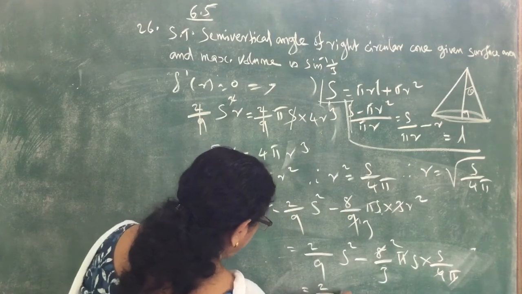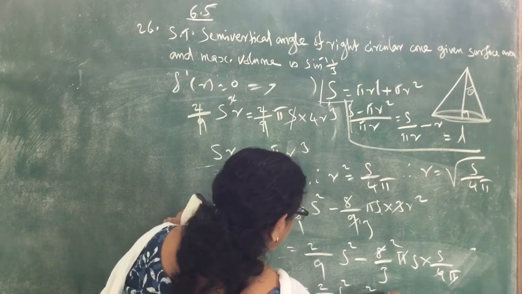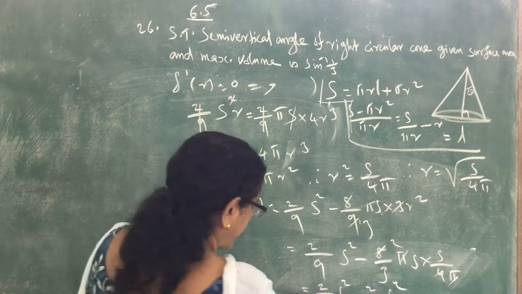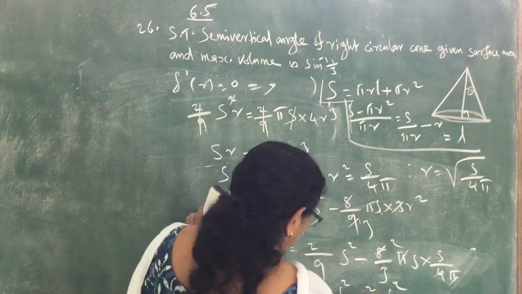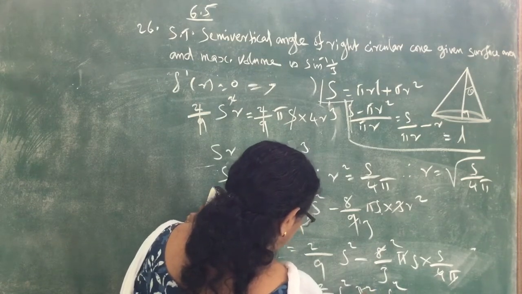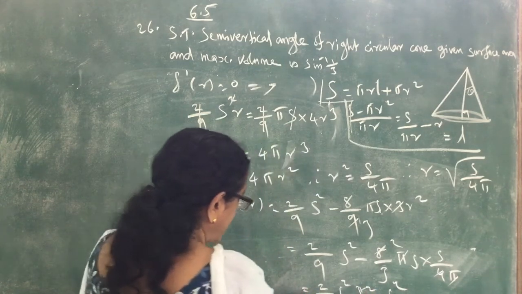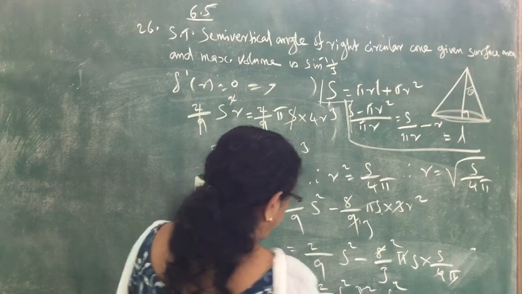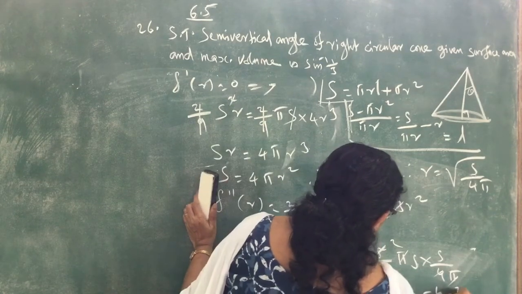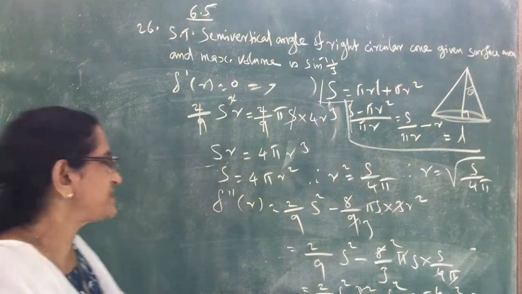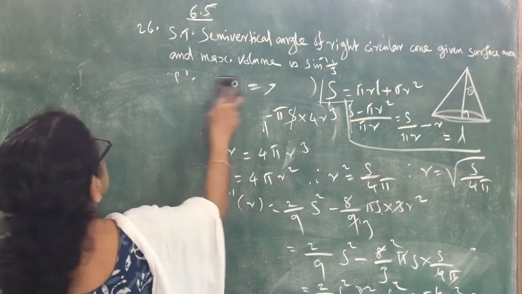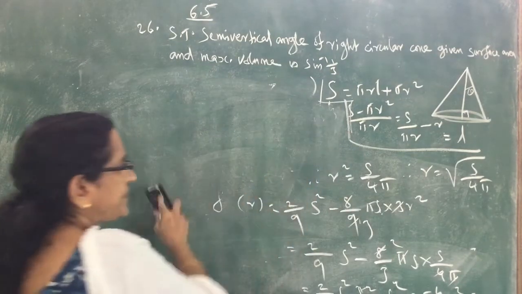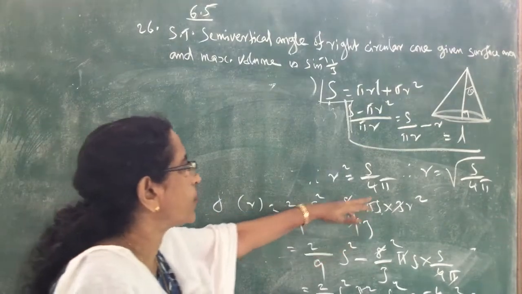So 2 by 9 s square minus 2 by 3 s square. Multiplying, here we multiply by 3, here multiply by 3. So 2 minus 6, that is minus 4 by 9 s square, which is less than 0. So it is minimum. Now, it is minimum when r equal to this number.